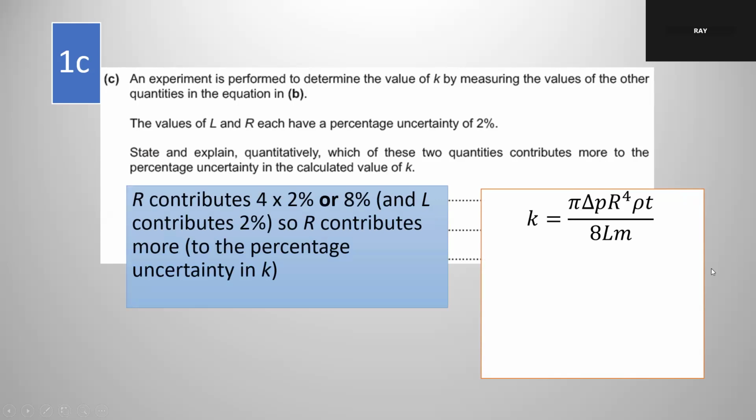R percentage uncertainty is 2% times 4, right? 8%. L contributes 2%. So R contributes more to the percentage uncertainty in K. Okay with that? Yes.